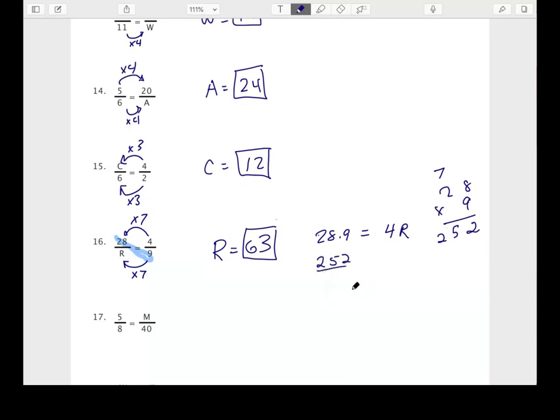Okay, so 252 over 4, and now I've got to do a bunch of division. Divided by 4, 6, 24, subtract, 1, 12, 3. Oh, that's going to be 63. And so you see all that math that I had to do just to get to 63. Doable, not super difficult, but if I can find the bridge, I will. Okay, one last bridge problem. So times 5. 8 times 5 is 40. 5 times 5 is 25. M equals 25.